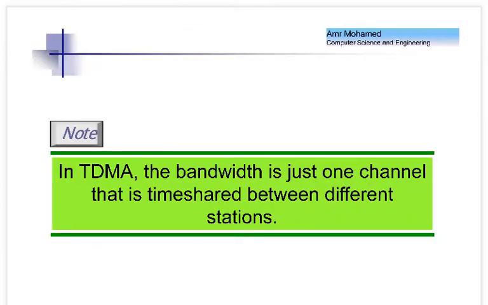The disadvantages of TDMA. In that case, the bandwidth is just one channel. So the bandwidth is not divided similar to FDMA. The bandwidth is 1 unit, but the time is the factor for dividing between the nodes. Okay? And as we said, since we're talking about time, the issue of synchronization is always brought up.